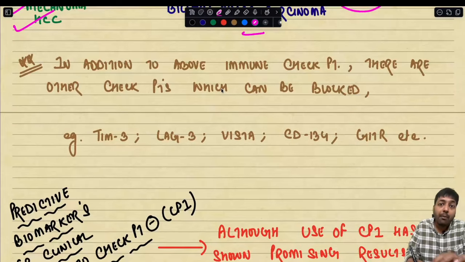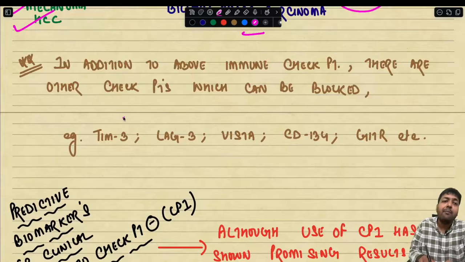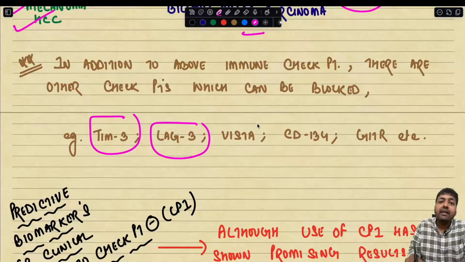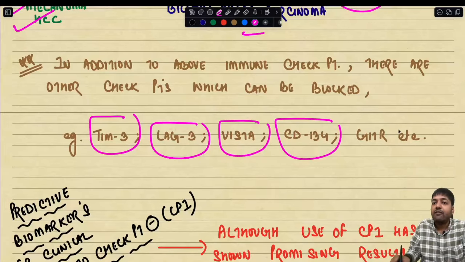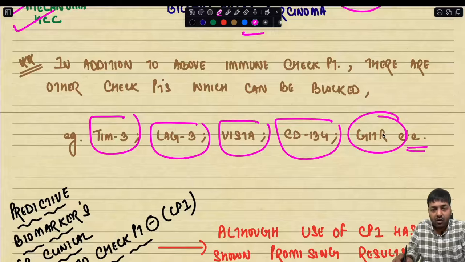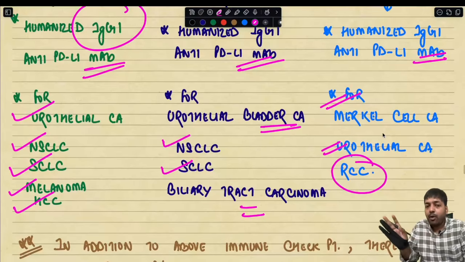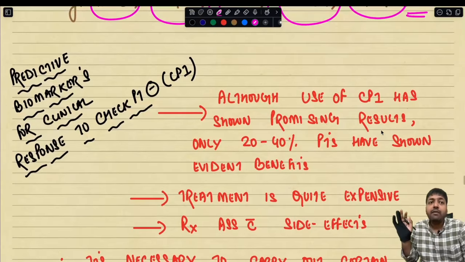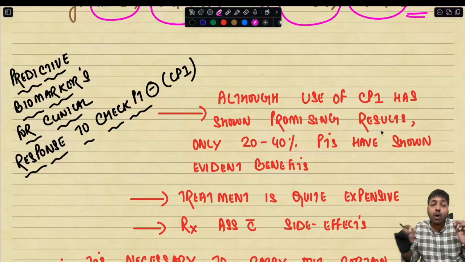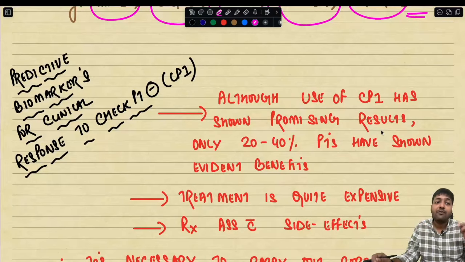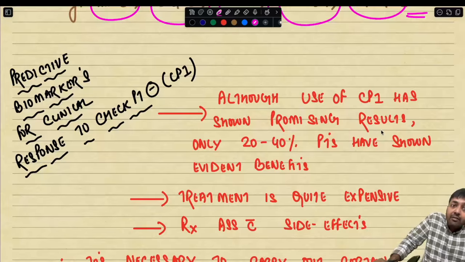In addition to the above immune checkpoints, there are other checkpoints which can be blocked, for example TIM3, LAG3, VISTA, CD134, GITR, etc. So these are the important groups of checkpoint inhibitors. Now we will read about some of the important predictive biomarkers for predicting the clinical response to checkpoint inhibitors. The short form is CPI.